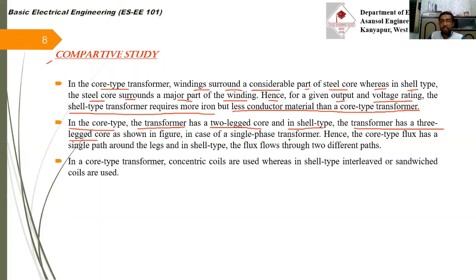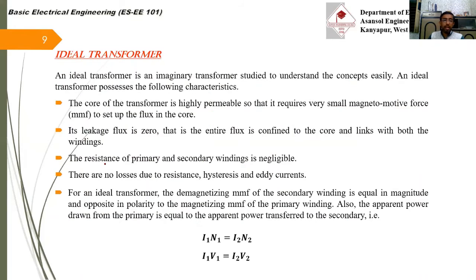In case of a single-phase transformer, in the core type the flux has a single path around the legs, and in shell type the flux flows through different paths and also the values get halved. In core type transformer, concentric coils are used, whereas in shell type interleaved or sandwiched coils are used. Clear?